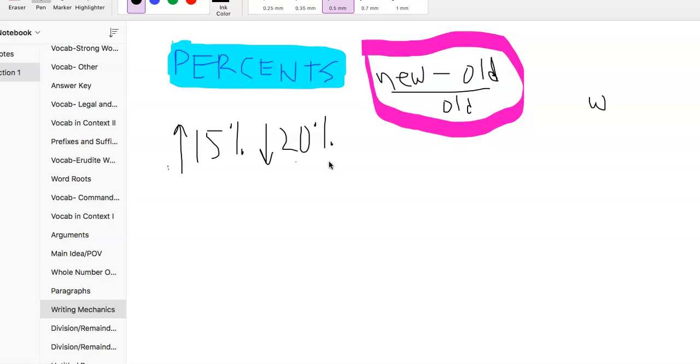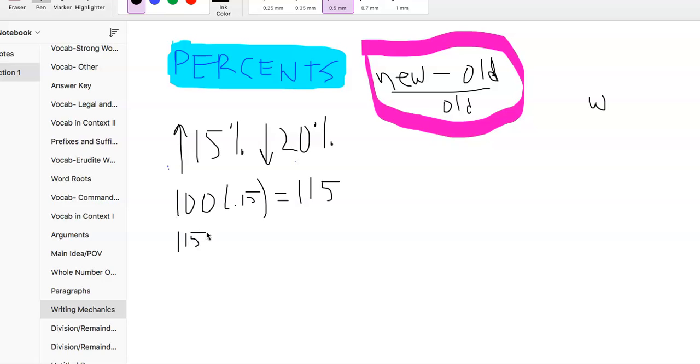So here's what we do: we want to plug in a number that's easy to work with. I like to pick 100. So I have 100 and it went up 15%. 100 times 0.15 is 15. My new number is going to be 115. I have that 100 already, added 15, so I got 115. That's what up 15% got me. Then it goes down 20%, right?